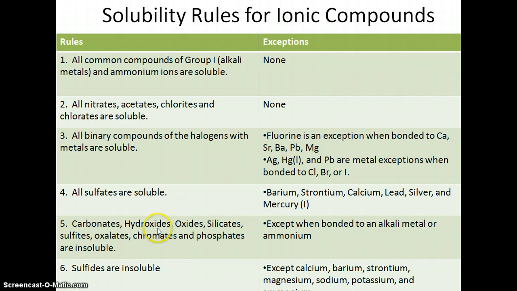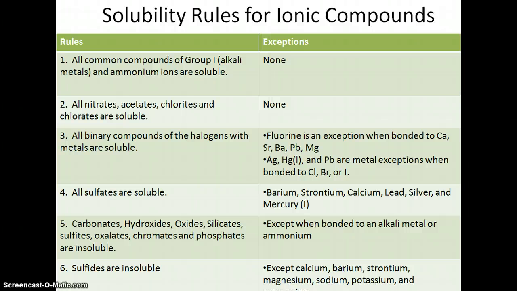These are all insoluble. So if you have any of those things on the end, it is insoluble unless it's got a group 1 element or ammonium on the front of it. Okay? And that brings us back to our first rule. Sulfides, which are S, are also insoluble unless calcium, barium, strontium, magnesium, sodium, potassium, and ammonium. So it's probably important to realize that most of the first and second column elements with a sulfide would be an exception. So that's going to get you your rules for your ionic compounds.